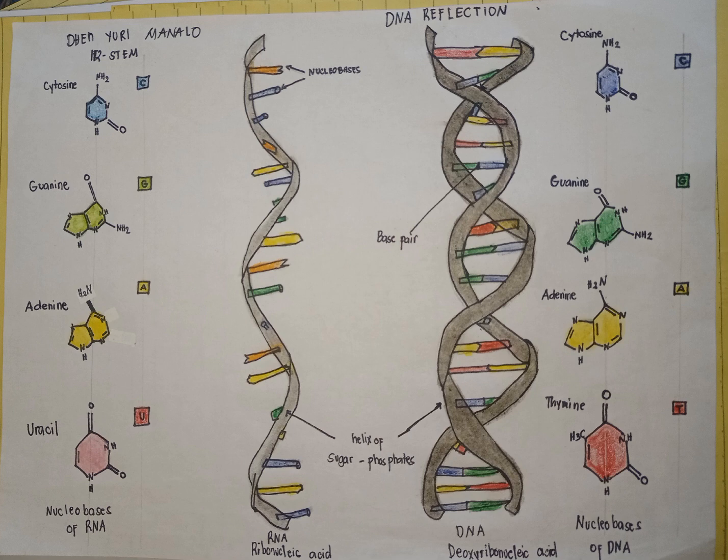The bond formed is between the third carbon atom on the deoxyribose sugar of one nucleotide, known as the 3', and the fifth carbon atom of another sugar on the next nucleotide, known as the 5'. So that's all.